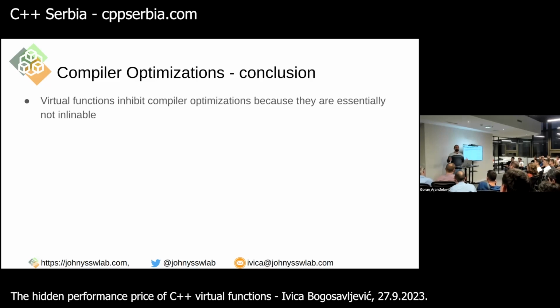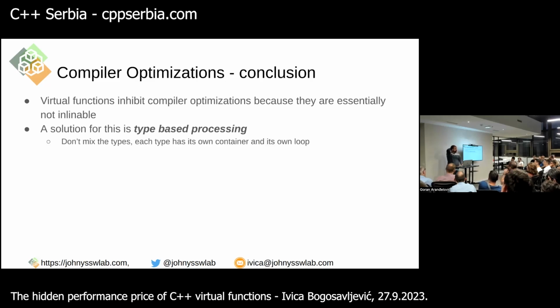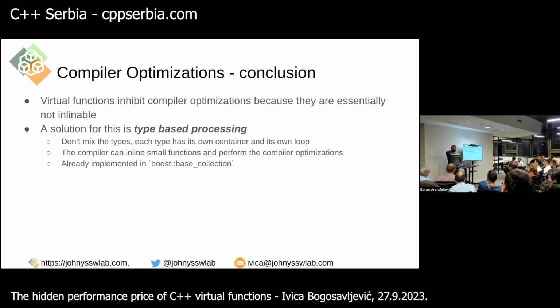The flexibility of virtual functions cannot be changed in any way. It cannot be made better. Yeah, it's a philosophical question, but it's an interesting one. So virtual functions inhibit compiler optimization because they cannot be inlined. The solution for this is the same as the previous type-based processing, where we have a separate vector or separate container per type. In that case, the virtual function mechanism disappears and you don't have a problem with inlining.